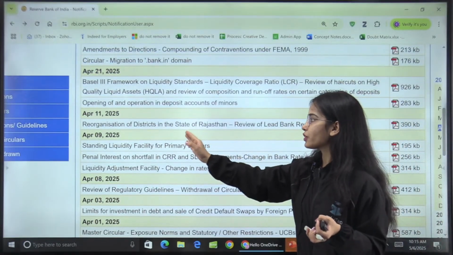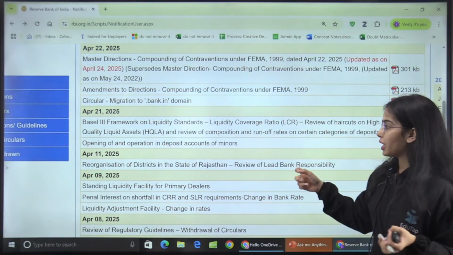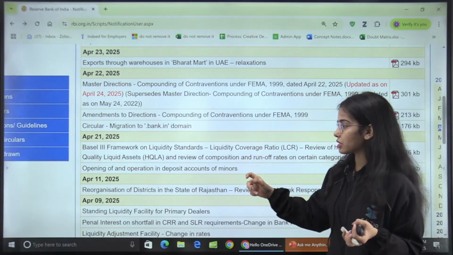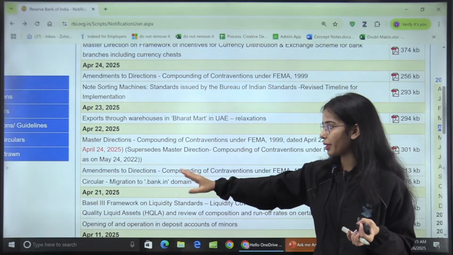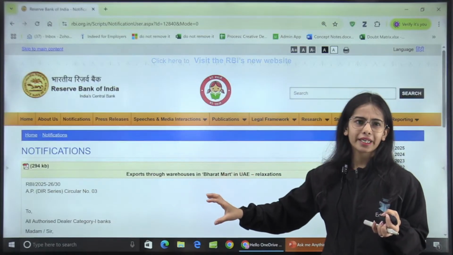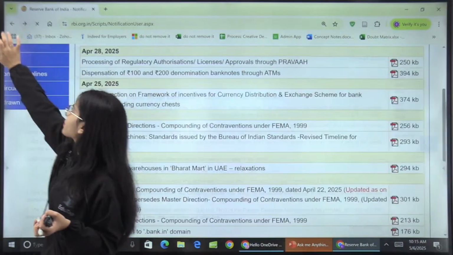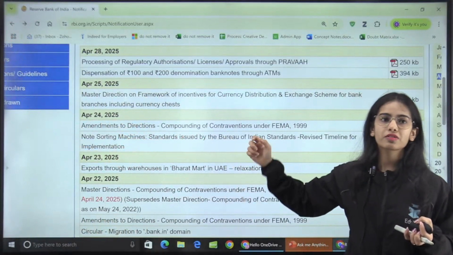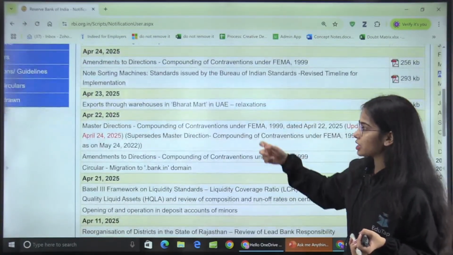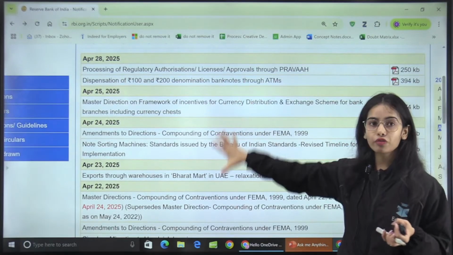Now, reorganization of districts in the state of Rajasthan is not very important. Basically, you need to know about the lead bank scheme, that's it. The LCR, we have covered this. The Basel III framework review, we have discussed this. Next, the circular on amendments, the compounding of contravention, all of these we have discussed. Bharat Mart, you just need a basic idea, just a very small notification. This we will cover in the coming sessions, or directly in the revision session. The important and big ones, you can see, the master action on compounding of contravention, the master action on the framework for incentives, all of this we have already covered.